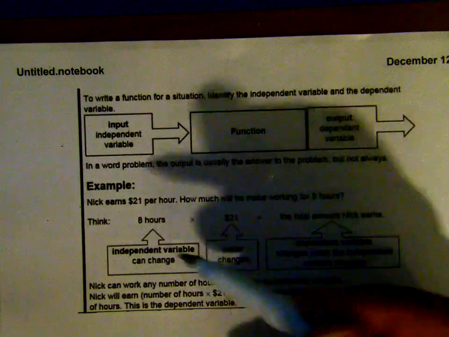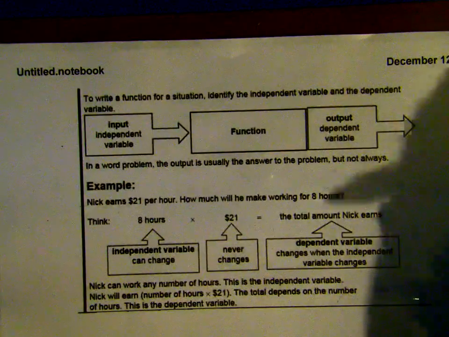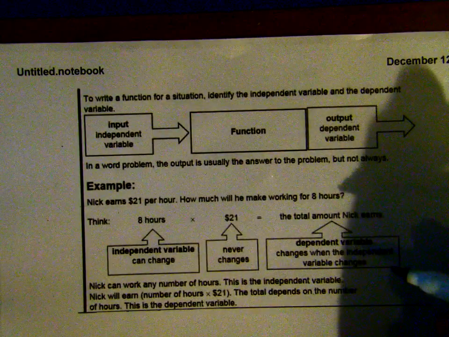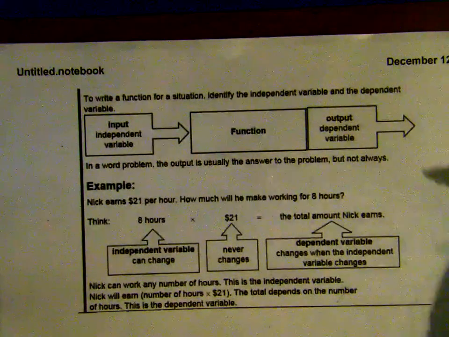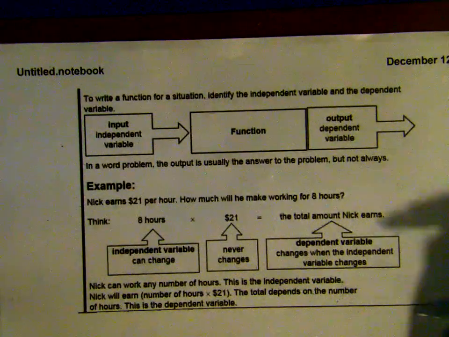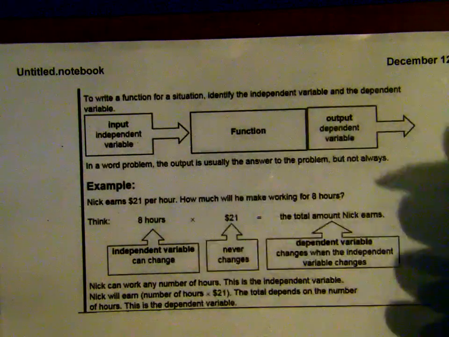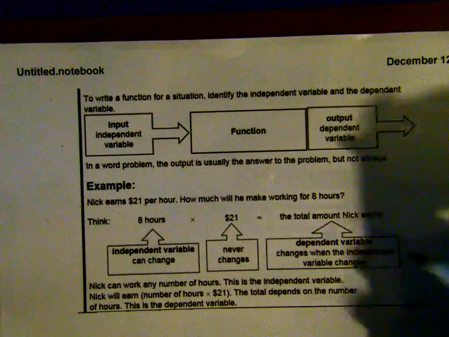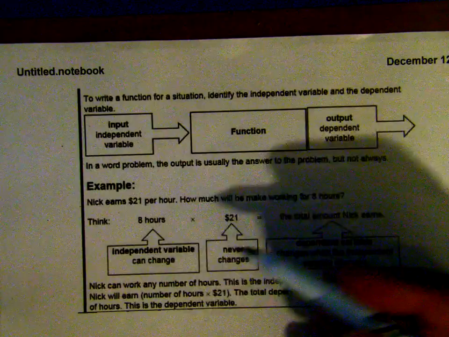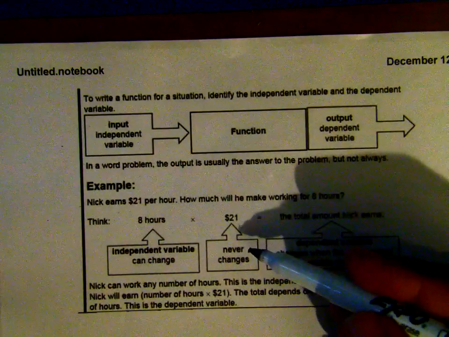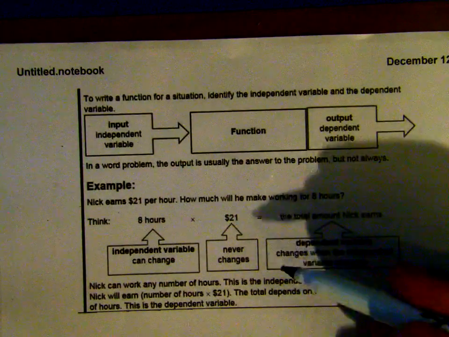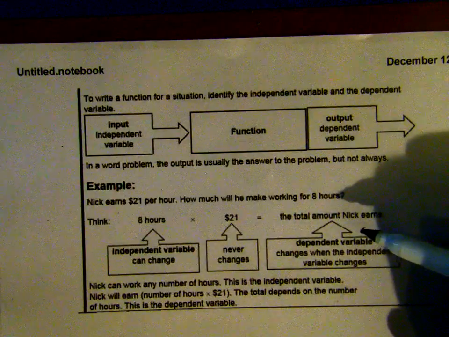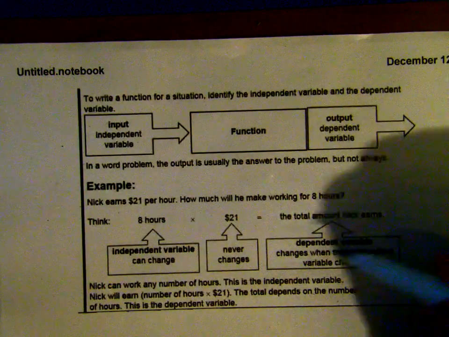So here it says Nick earns $21 per hour. How much money will he make after he works 8 hours? The hours determine how much money he makes. So if he works 8 hours, he makes a certain amount of money. The thing that happens first is the 8 hours, and then you multiply by this $21, which never changes. And then the total amount Nick earns, that's how you get that amount.